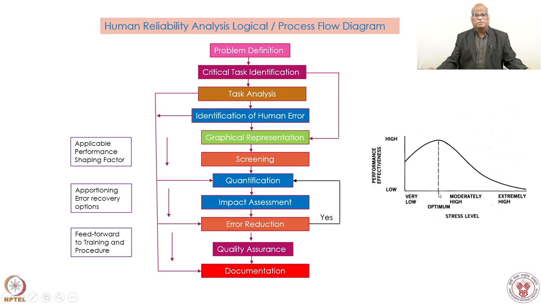A simple example is when we go for an exam. There is a stress, but at a particular stress level only do we perform better, and our memory works better. After that, the effectiveness of the task comes down. So every human reliability engineer should know this curve and should consider it while taking decisions.